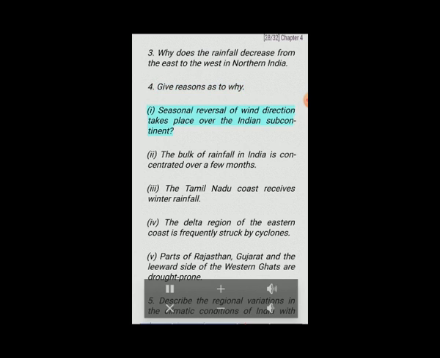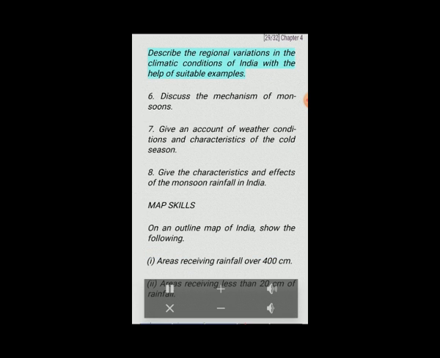4. Give reasons as to why. Seasonal reversal of wind direction takes place over the Indian subcontinent. The bulk of rainfall in India is concentrated over a few months. The Tamil Nadu coast receives winter rainfall. IV. The delta region of the eastern coast is frequently struck by cyclones. B. Parts of Rajasthan, Gujarat and the leeward side of the western Ghats are drought-prone.